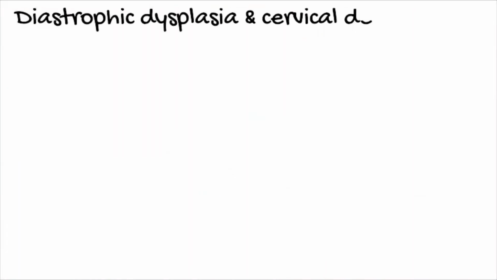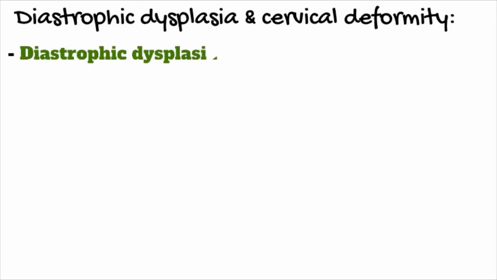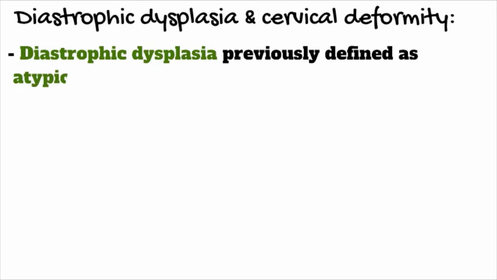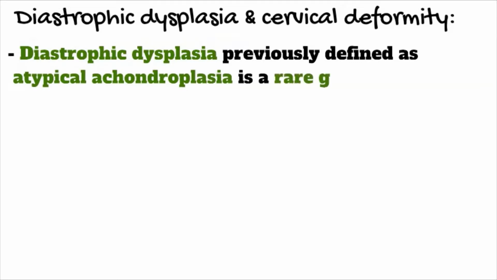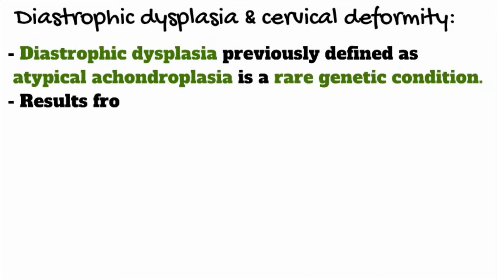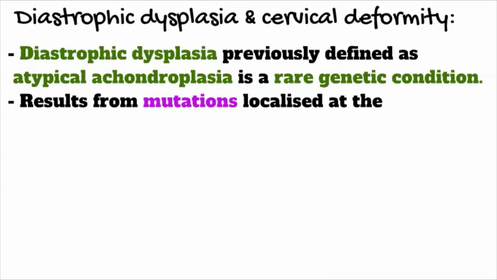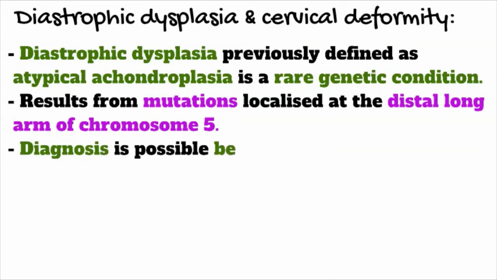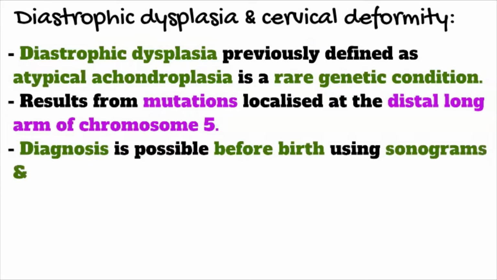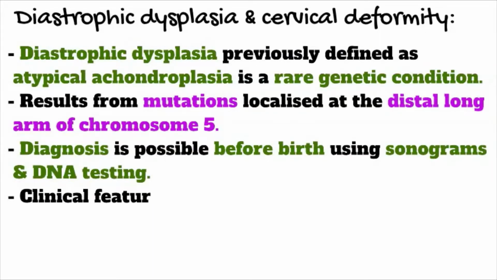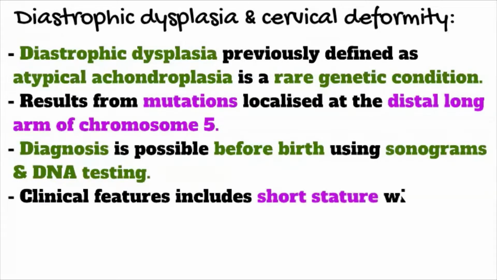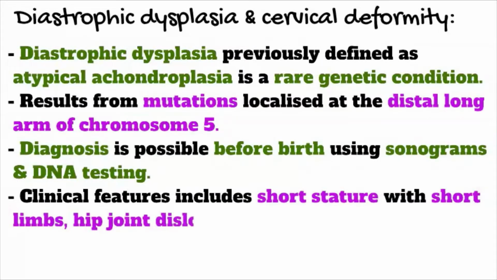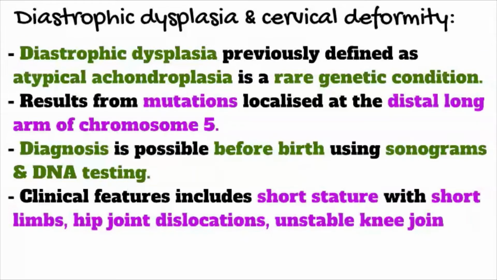Next, regarding dystrophic dysplasia and cervical deformity. Dystrophic dysplasia, previously defined as atypical achondroplasia, is a rare genetic condition. It results from a mutation localized at the distal long arm of chromosome 5. Diagnosis is possible before birth using sonograms and DNA testing.